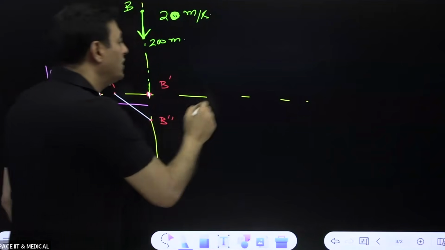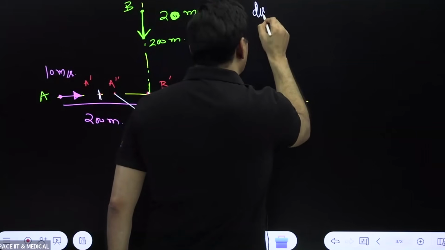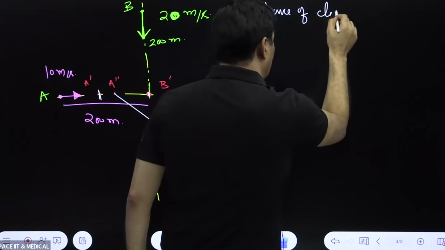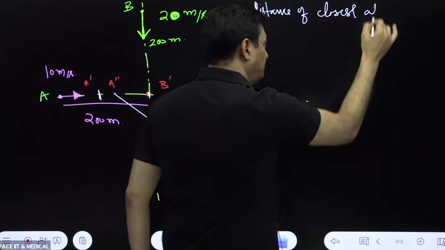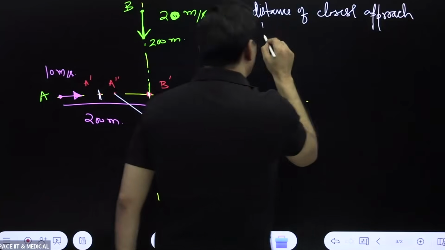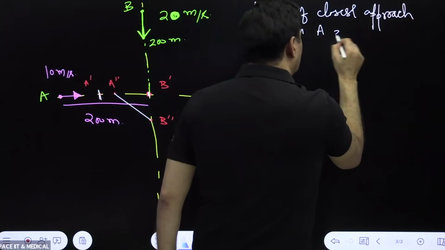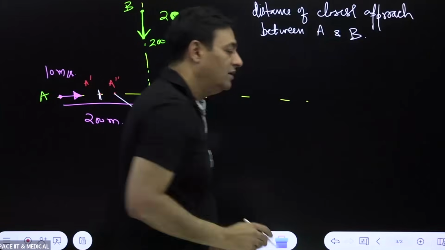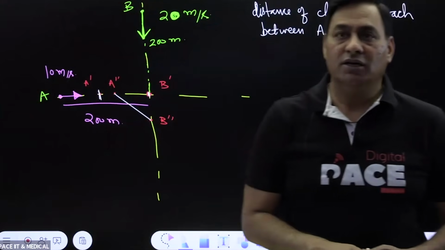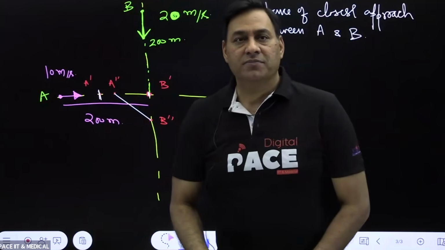So if I ask you what is the closest distance, the distance of closest approach? Now it becomes a beautiful question between A and B. Some people might use maths, use maxima minima. We can do this question with maths also.